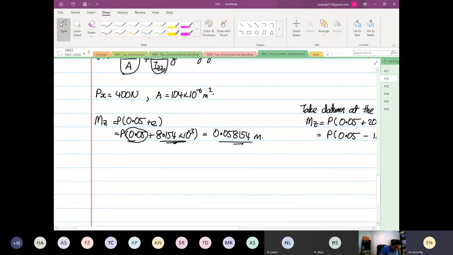So we can calculate our Px over A. Our Px over A is equal to 400 divided by the cross-sectional area, which is 104 times 10 to the power minus 6. So it's going to be tensile, positive 3.846 times 10 to the power 6 Pascal. So this is what we classified for axial loading.